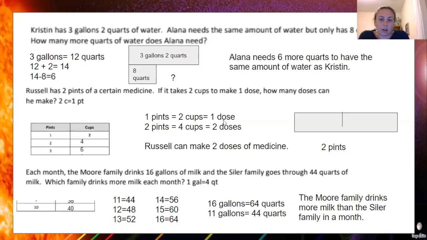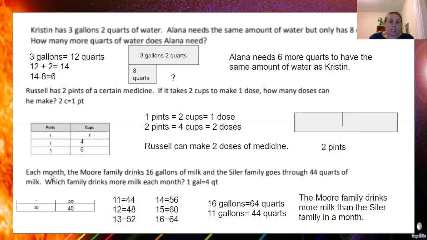All right, then over here we have our 2 pints, and we split them up into 1 pint and 1 pint. 1 pint is equal to 2 cups, which is 1 dose, and 2 pints is equal to 4 cups, which is equal to 2 doses. So Russell can make 2 doses of medicine, and then we use the conversion table here to help us figure that one out.